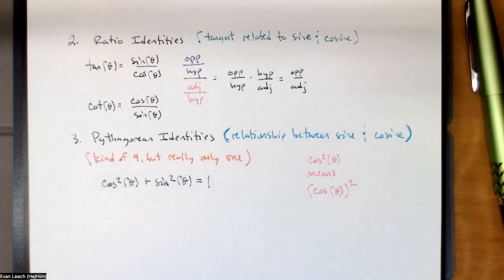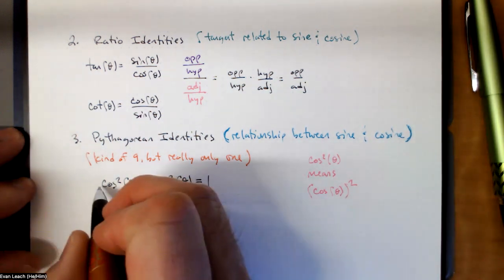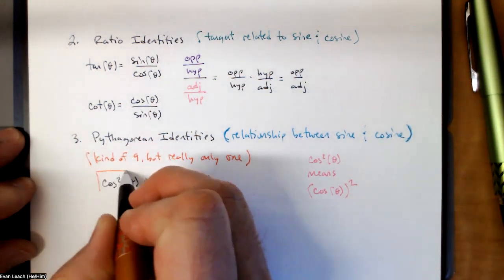Here's something that doesn't show up in the PEMDAS. When we write cosine squared theta, we mean the square of the cosine of theta. This is the main Pythagorean identity you need to remember. You don't have to memorize it, but you do have to remember it.